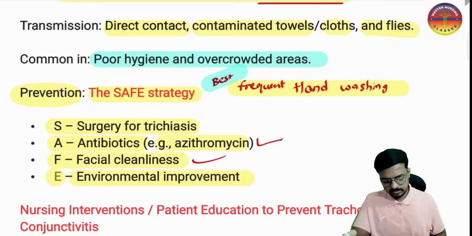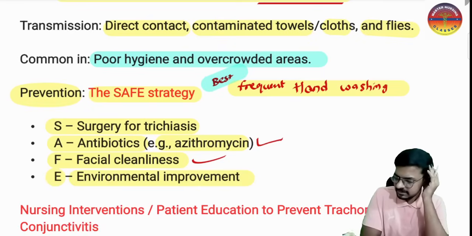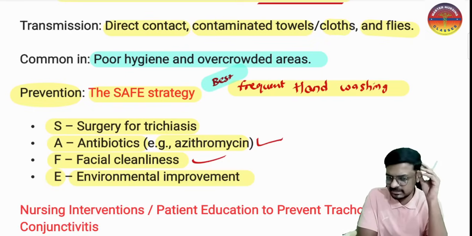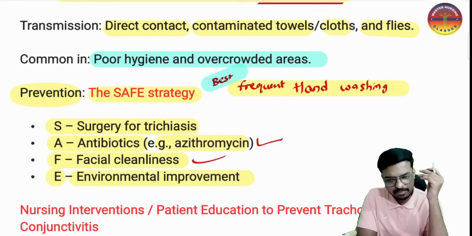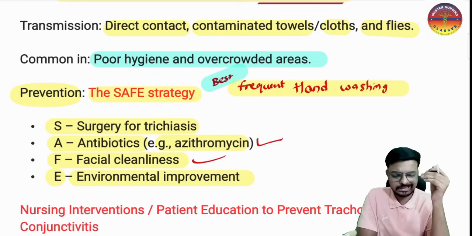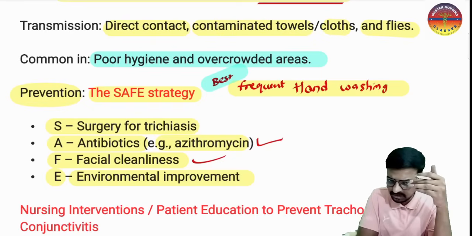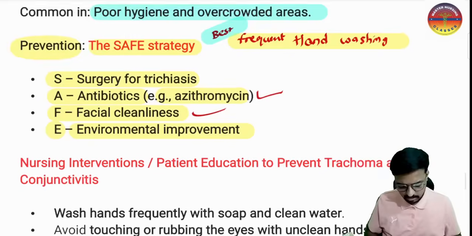A question will come on the SAFE strategy. What does E stand for here? In the SAFE strategy for the control of trachoma, E stands for environmental control. What does F stand for? That is facial cleanliness. What does A stand for? That is antibiotics. What does S stand for? That is surgery for trichiasis. This is very important. We have to keep it in mind.